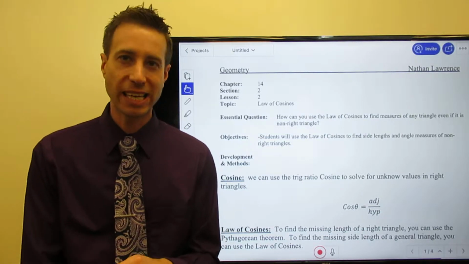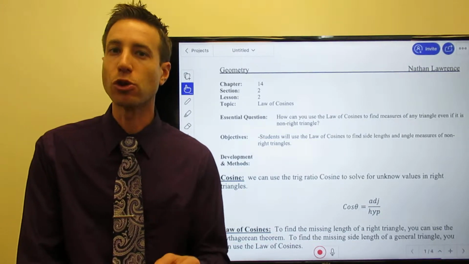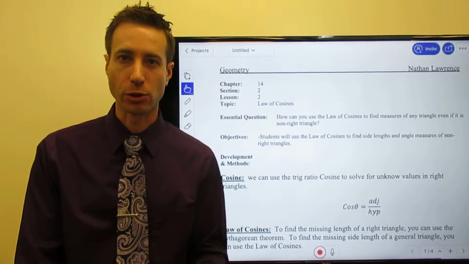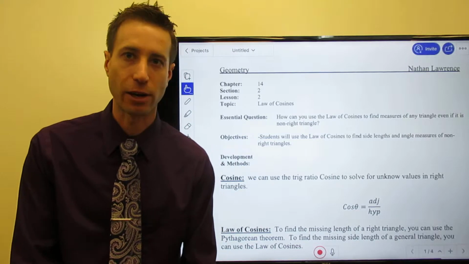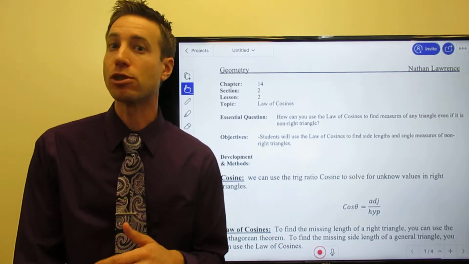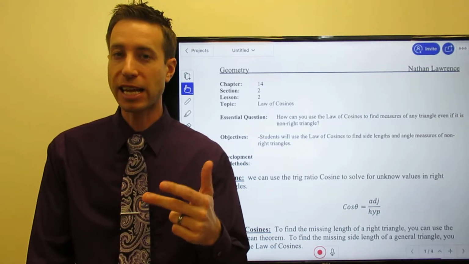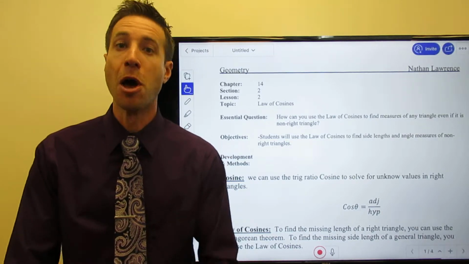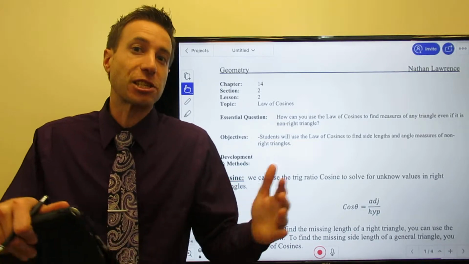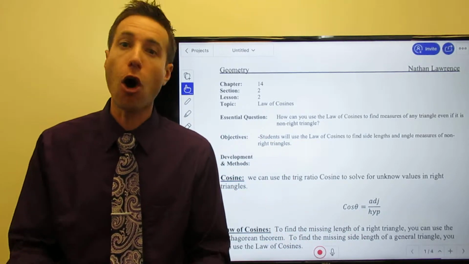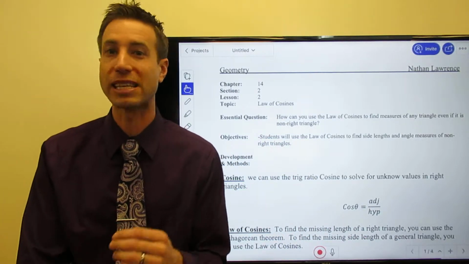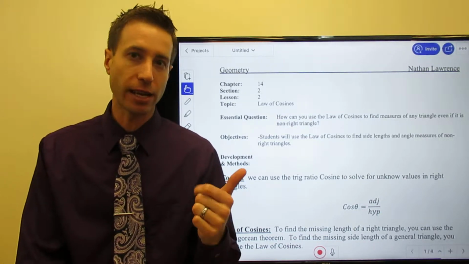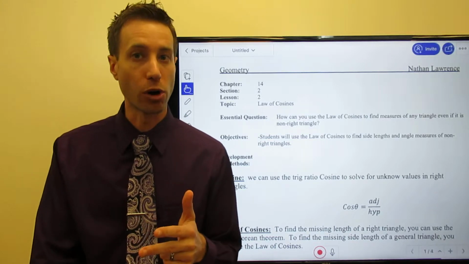Remember, what we're doing in this chapter is looking at ways to solve non-right triangles, meaning triangles that don't have a right angle in them. Previously, we used the trig functions sine, cosine, and tangent to help us solve for unknown measures in right triangles. But now we're looking at an expanded case where we're including all possible triangles, meaning triangles that don't have a 90-degree angle. And what we found is the trig functions sine, cosine, and tangent will not work if it doesn't have a 90-degree angle.